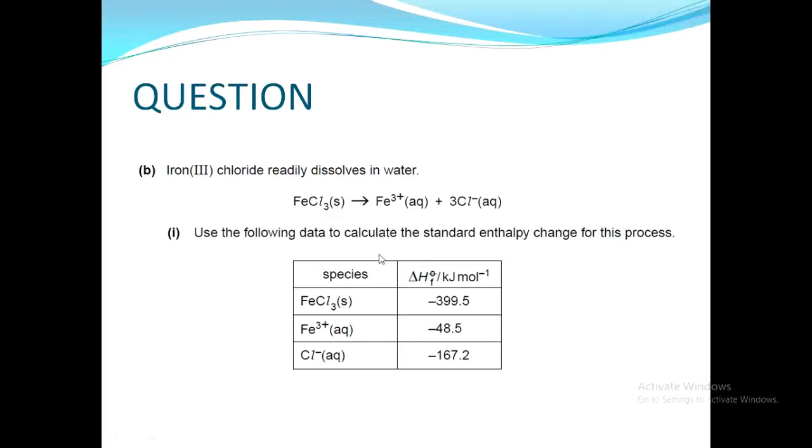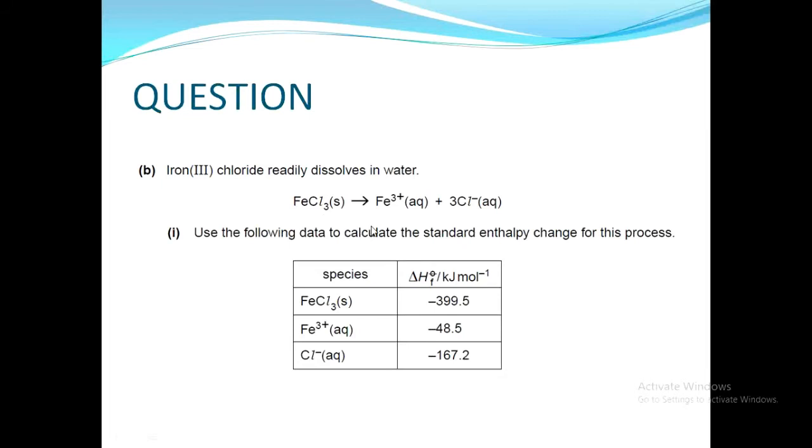Now, if you draw a Hess's cycle, you are able to formulate the direct route and indirect route. How is it possible? Write the iron and chlorine in the elemental phase at the bottom of this equation and draw two arrows, one from the iron and chlorine towards Fe3+ and 3 Cl-, and the second arrow from iron and chlorine towards iron(III) chloride. This is how you are able to formulate the Hess's cycle.